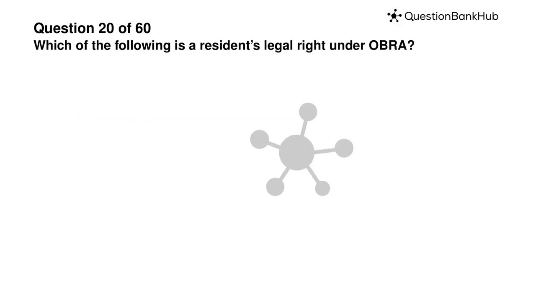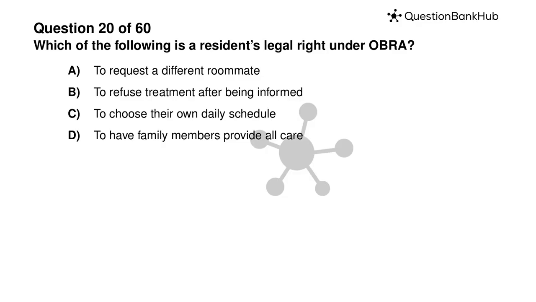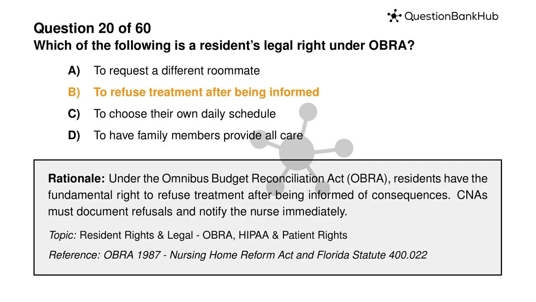Question 20. Which of the following is a resident's legal right under OBRA? A. To request a different roommate. B. To refuse treatment after being informed. C. To choose their own daily schedule. D. To have family members provide all care. The correct answer is B. To refuse treatment after being informed. Under the Omnibus Budget Reconciliation Act, OBRA, residents have the fundamental right to refuse treatment after being informed of consequences. CNAs must document refusals and notify the nurse immediately.